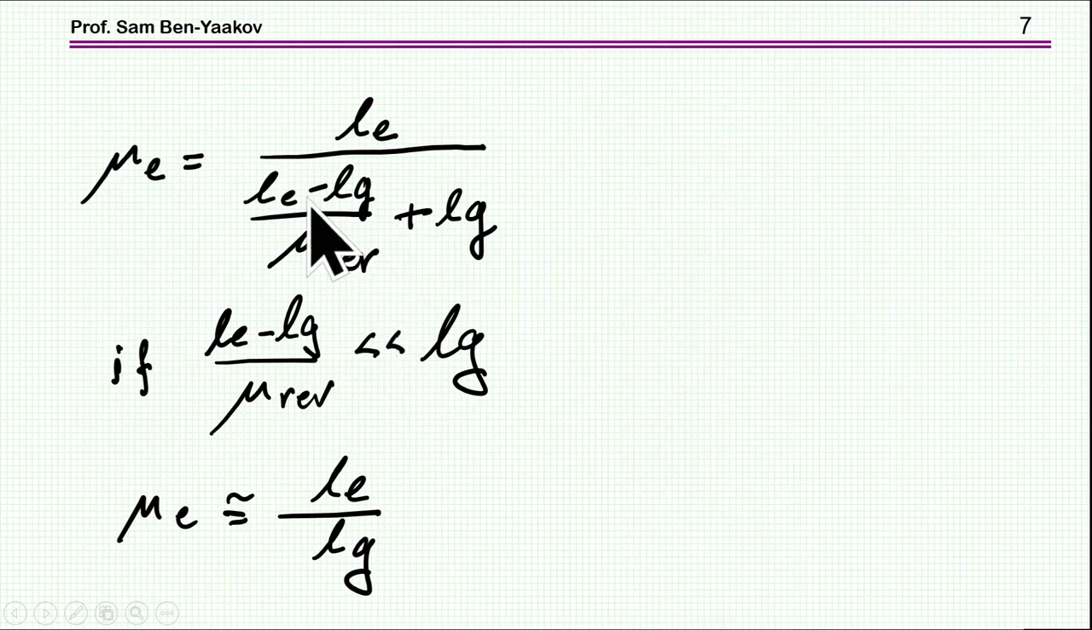If this term is much smaller than the length of the gap, that is, if the permeability of the ferrite is very large, so this term becomes much smaller than this, then it drops out and we get an approximate equation, which is the magnetic path length over the air gap length, which is very simple. It is correct when you can approximate the equation with this approximation here, when this term is indeed smaller than the gap length.